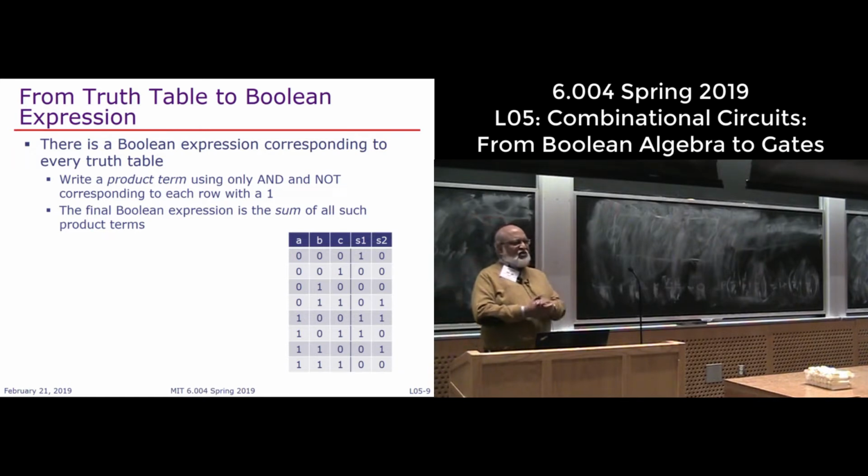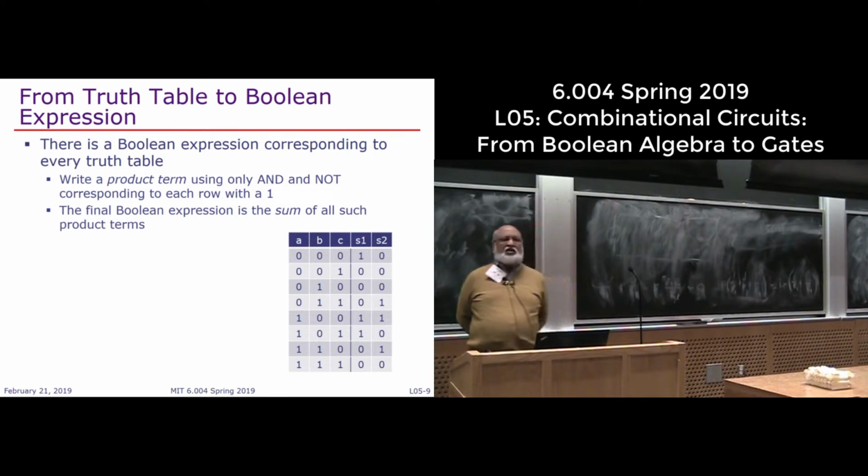But now I want to go backwards. Given a truth table, can you actually immediately realize it in terms of gates? Can you tell me what the Boolean expression corresponding to this truth table will be? The Boolean expression corresponding to this truth table is not unique by any means, but let me give you one that can be derived very easily.